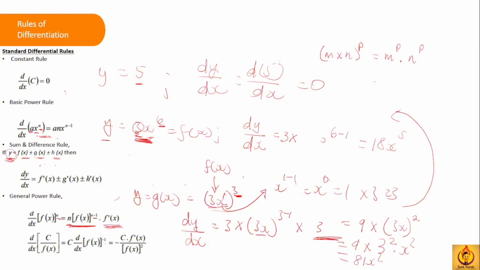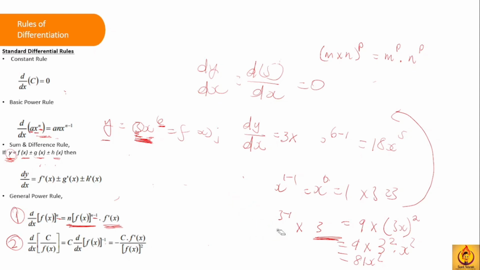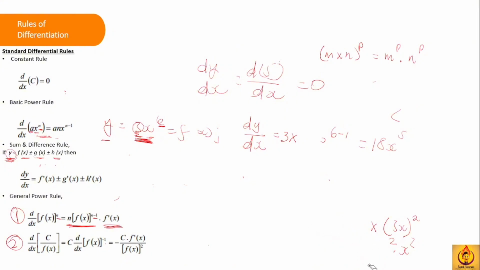Still as part of the general power rule, let me erase here again. I'm pretty sure now you've written all of this down. Let's now say, for example, you have a function such that you have a constant as a numerator, and you have a function as a denominator, or rather a term with a variable.